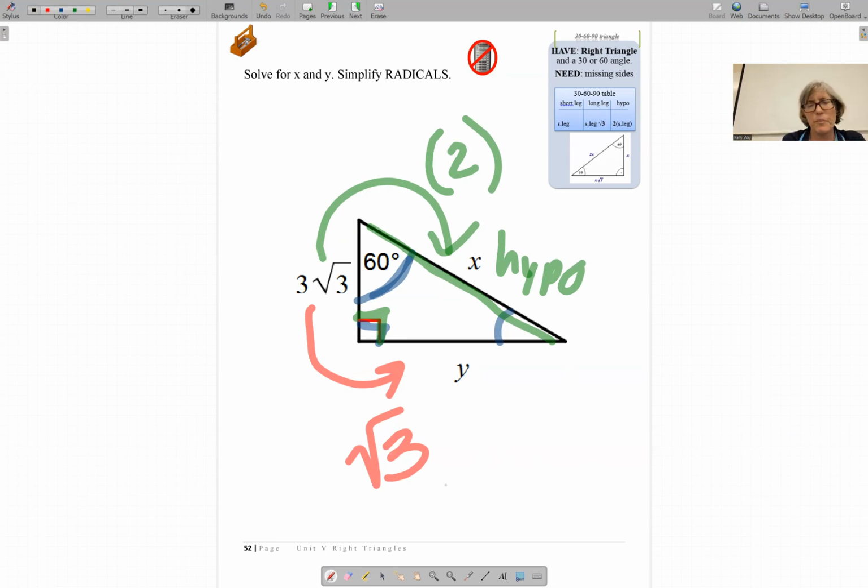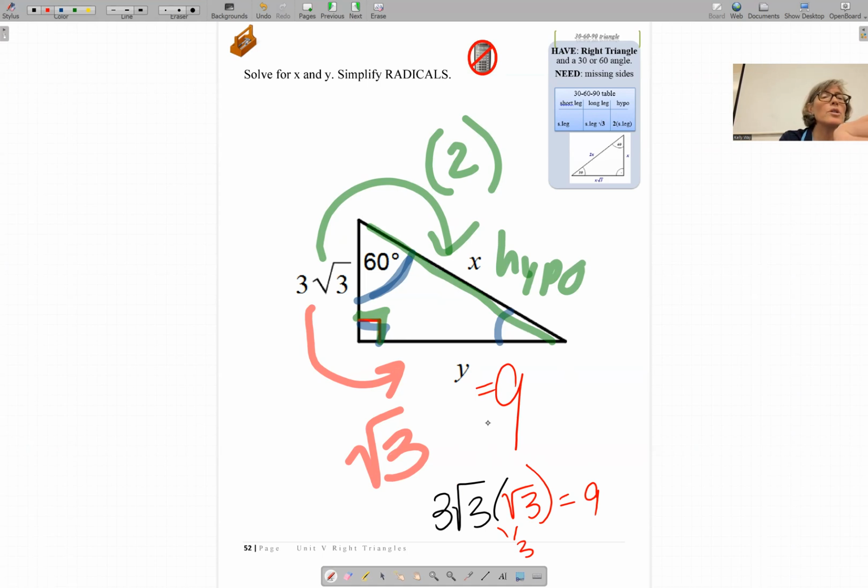This reads 3 root 3 times root 3. Of course, that's 3. Answer here would be 9. And 3 root 3 times 2, only the outies talk to each other. So this would be 6 root 3.